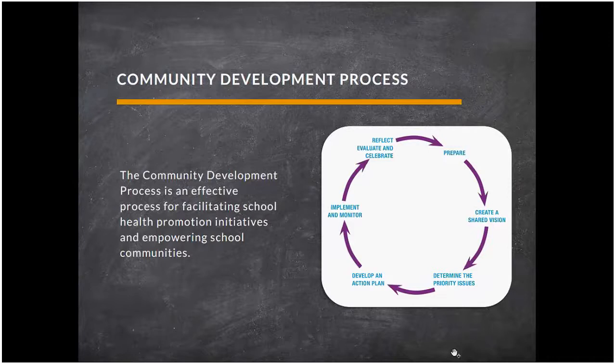Each school community in Alberta is unique. Student demographics, learning needs, health issues, policies and practices, and other characteristics vary. This diversity contributes to the need for a comprehensive school health implementation process that is flexible. The community development process shown here is an effective process for facilitating school health promotion initiatives. You might assume by looking at the diagram that the process is cyclical, and sometimes it is, but the process is flexible. Schools may start at different places in the cycle and may revisit steps as needed. The next few slides will describe in more detail each step of the process.